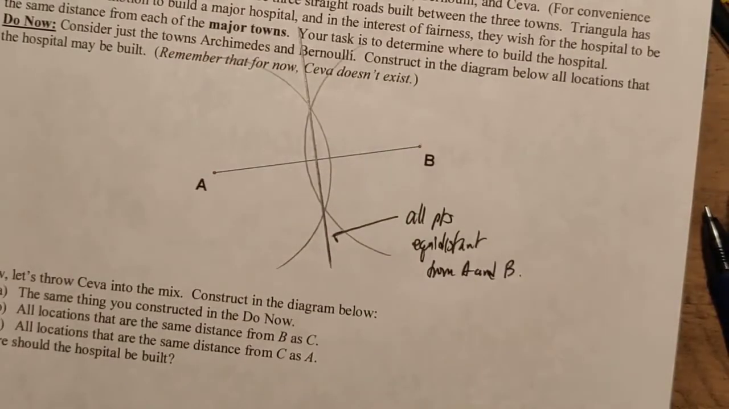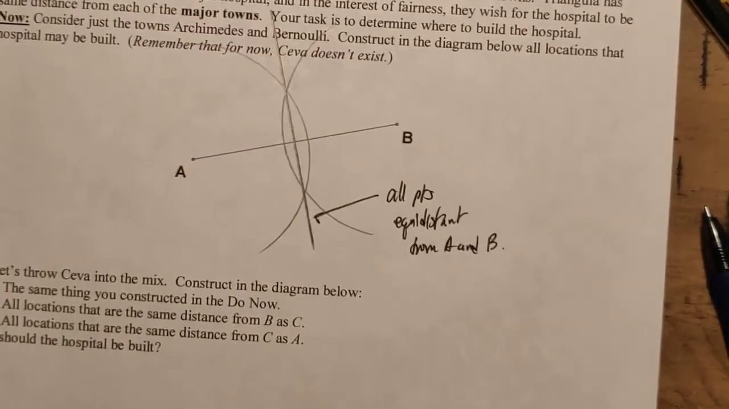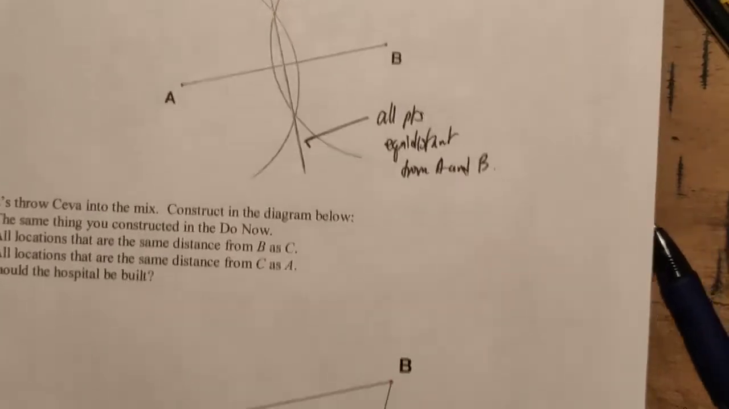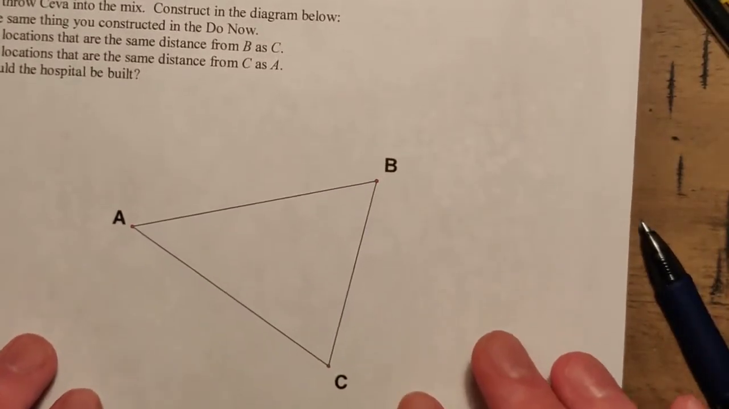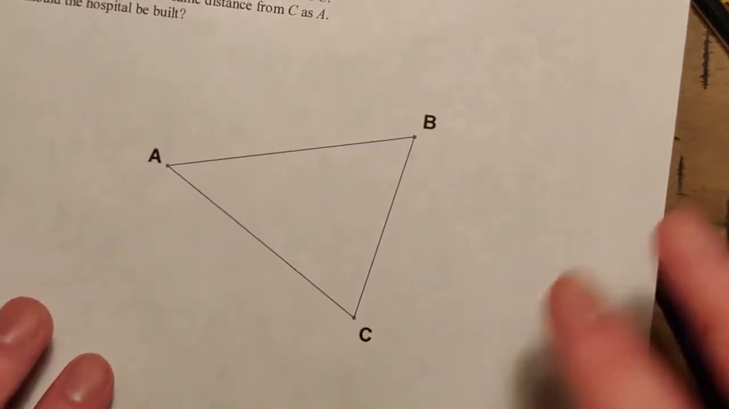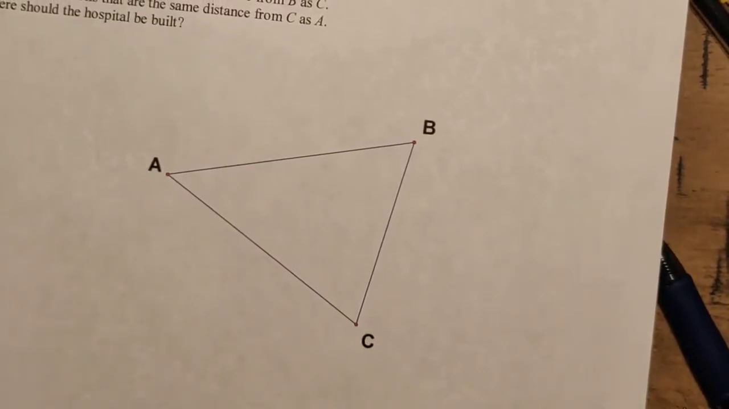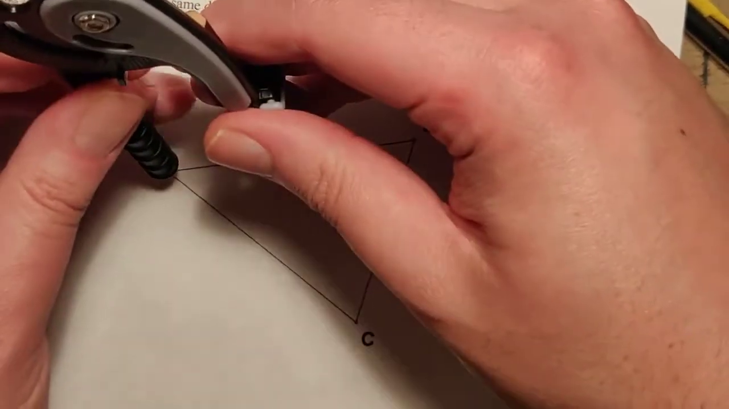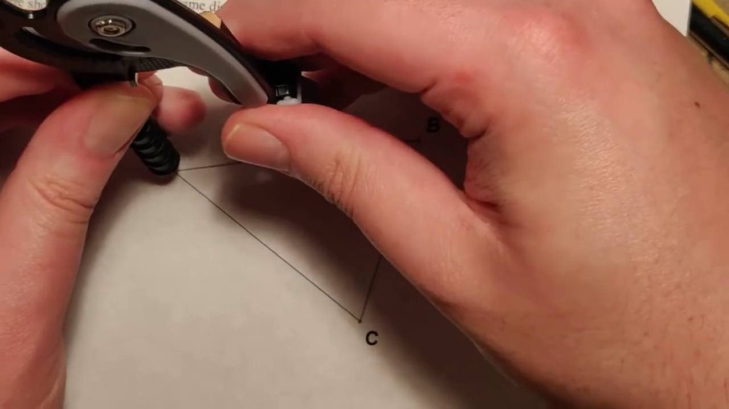So what we have here, ladies and gentlemen, is that we can put this all together now. Now that we have all three, it shouldn't be too hard to do the same thing. We're going to construct a perpendicular bisector for all the sides here. I'd like you to go ahead and try that out on your own. I'm just going to do it really quickly so that we can see this.